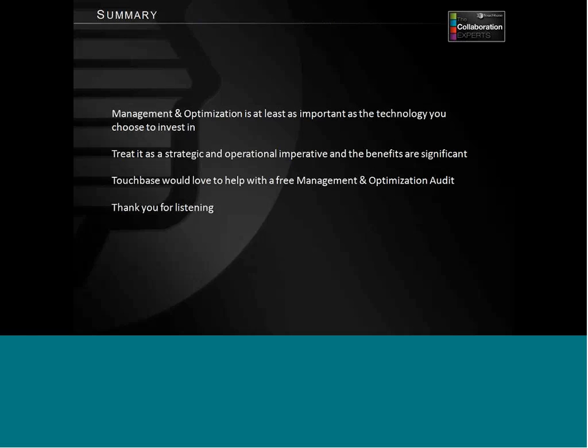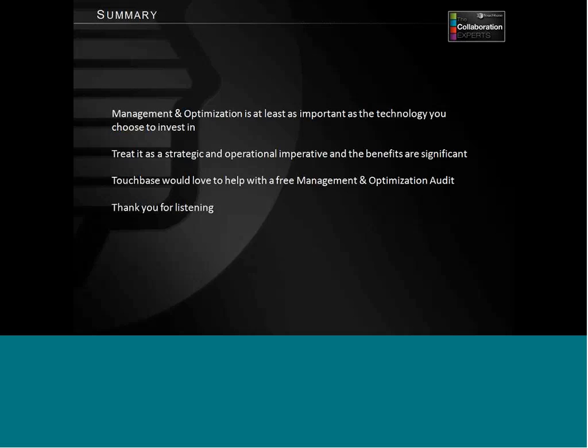So just to summarize, and I'm rushing, but management and optimization is at least as important as the technology you've chosen to invest in. So all of this effort that goes into the design, the requirements, the planning, the execution, is important, of course, because you want the right technology. But management and optimization is at least as important. I personally think it's more important. Technology is pretty homogeneous now. It all does pretty much the same thing. The way in which you manage it and develop it is how you squeeze the value out of it.